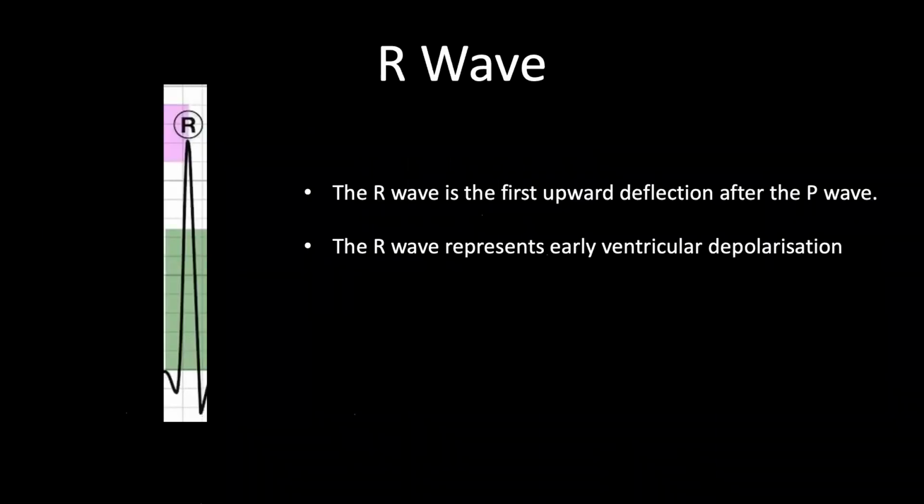The R wave, gotta love a good R wave. So it's the first upward deflection after the P wave, and it essentially represents the early ventricular depolarization. There are many things associated with the R wave, and actually what you're generally looking at when you're looking at an ECG for the R wave is the R wave generally getting bigger as it's going across the chest leads.